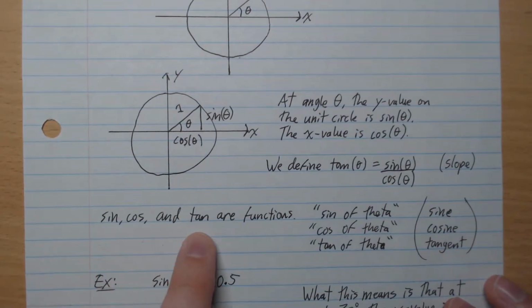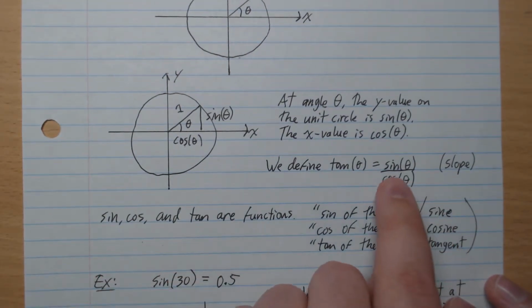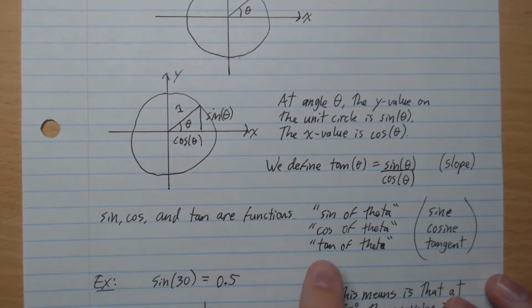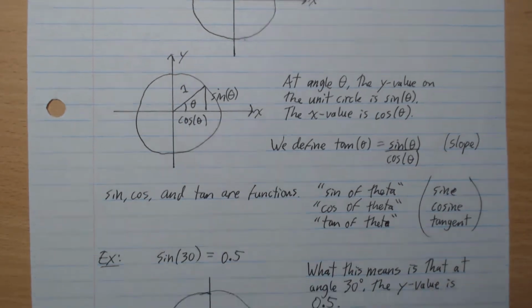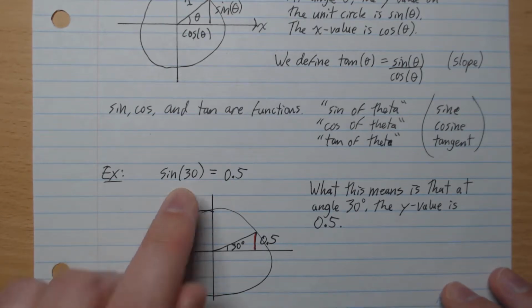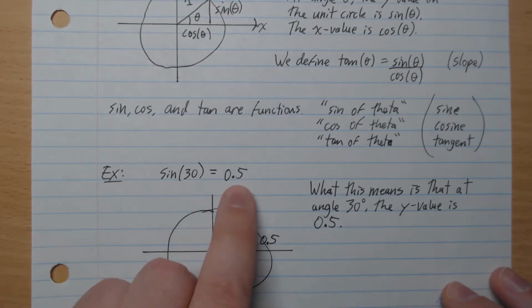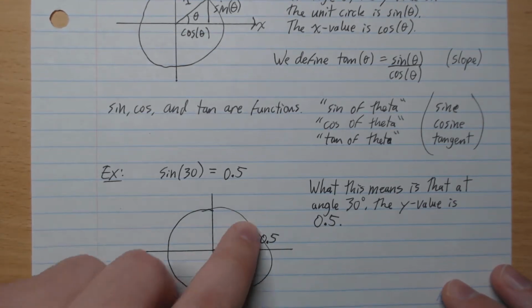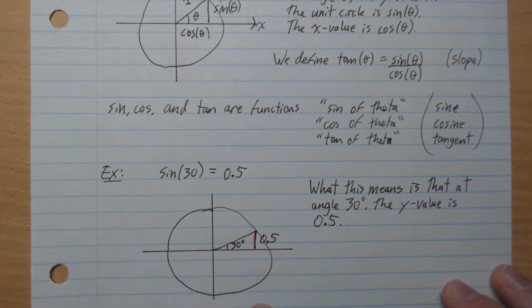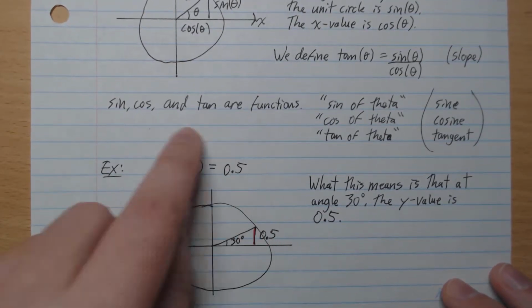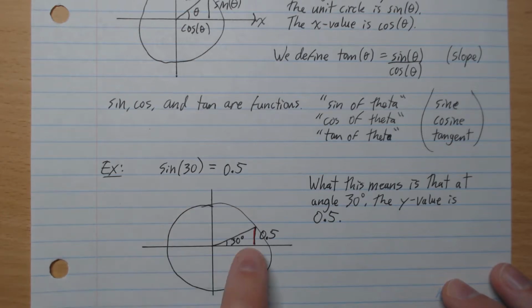And so sine, cos, and tan are functions. So we say sine of theta, cosine of theta, or cos of theta, and tangent of theta, tan of theta. So an example here is if we're going sine of 30, you punch that in your calculator and you'll get 0.5. And what this means is that at angle 30 degrees, the y value is 0.5. Okay, so that's what sine of 30 equals 0.5 means.